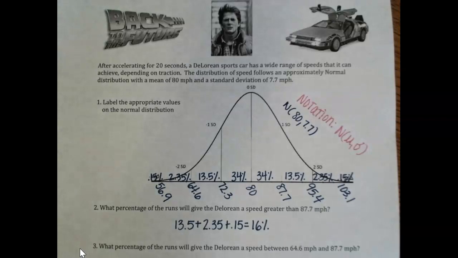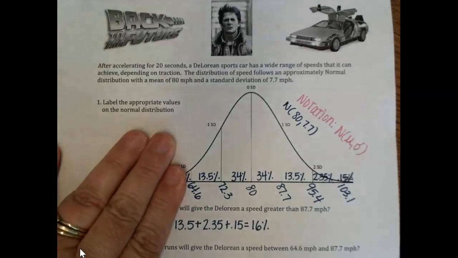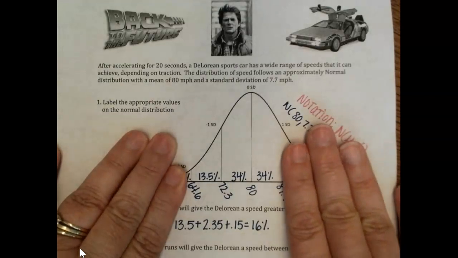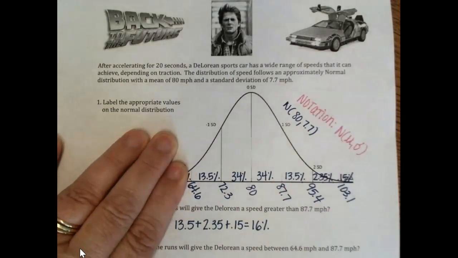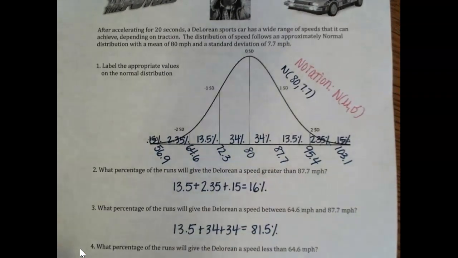Okay. How about what percentage of the runs will give the DeLorean a speed between 64.6 miles per hour, which is right here, and 87.7 miles per hour, which is right there. So you just want to add those up. 13.5 plus 34 plus 34 equals 81.5%.